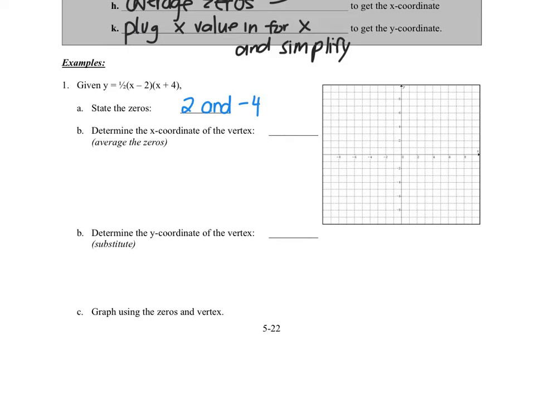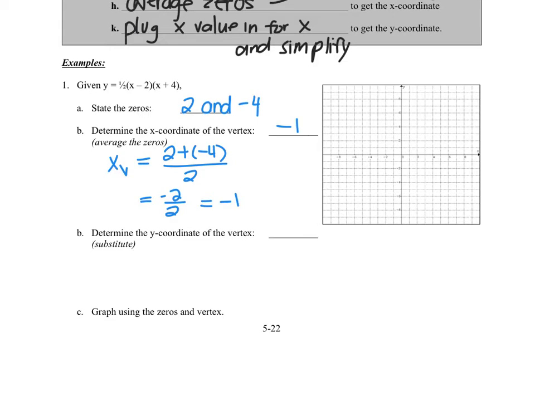Now to determine the x-coordinate of the vertex, okay, so x sub v, I'm going to add the zeros and divide by 2. So that gives me 2 plus negative 4 is negative 2, and when I divide that by 2, I get negative 1. So there's the x-coordinate.